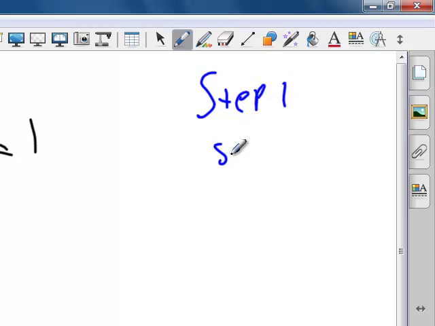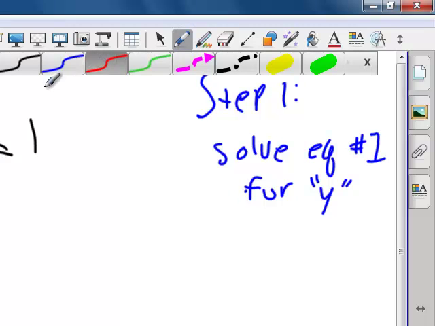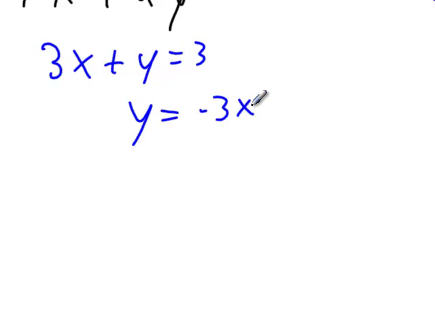Step 1: solve equation number 1 for y. This is equation number 1 for y, but it could have been equation number 2 for x. It really doesn't matter, but let's just do that. We'll do step 1 in blue, and then step 2 we'll make in red. So solving equation 1 for y, we get y is equal to negative 3x plus 3.